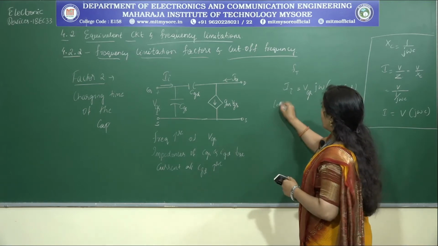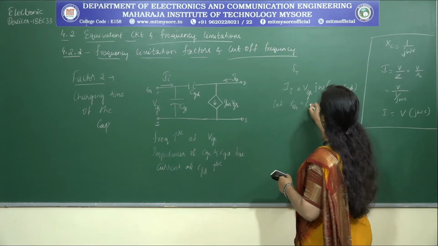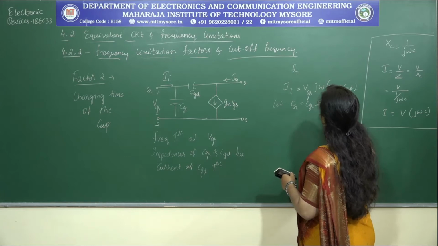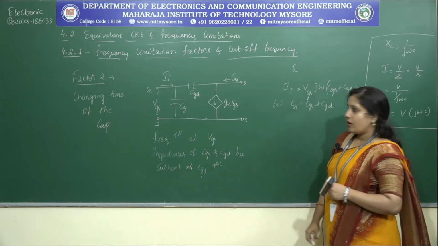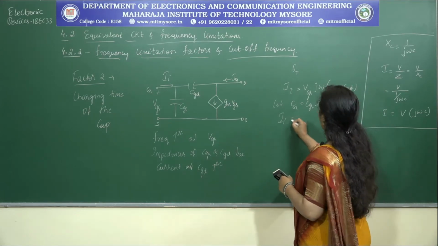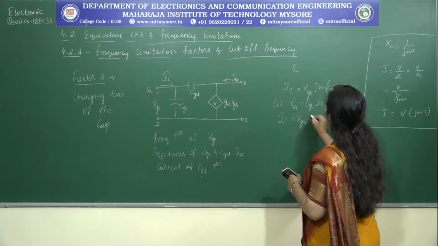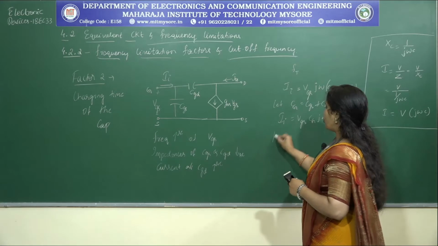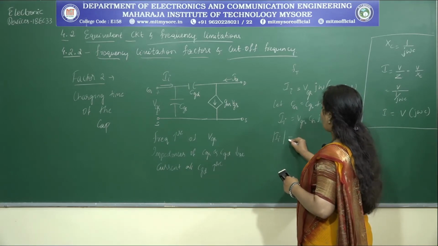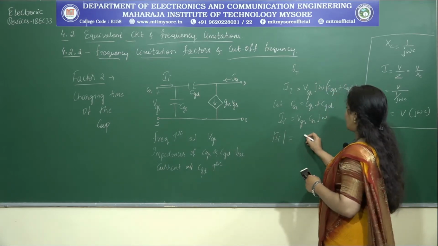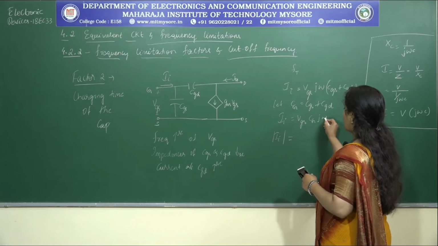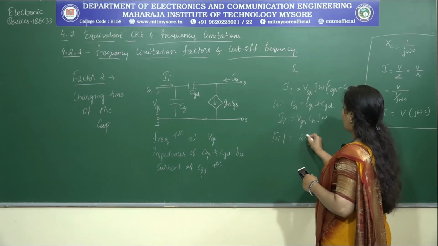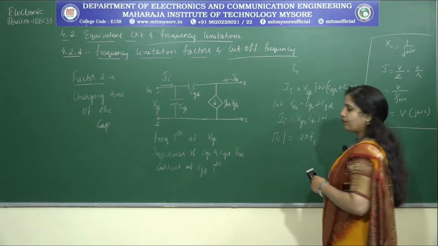Now, let me consider the CG value to be equal to CGS plus CGD. After that, what will my equation turn out to be? VGS into CG into j omega. Now, if I want to represent the magnitude of the input, then it is basically represented as, what is omega? 2 into pi into ft.